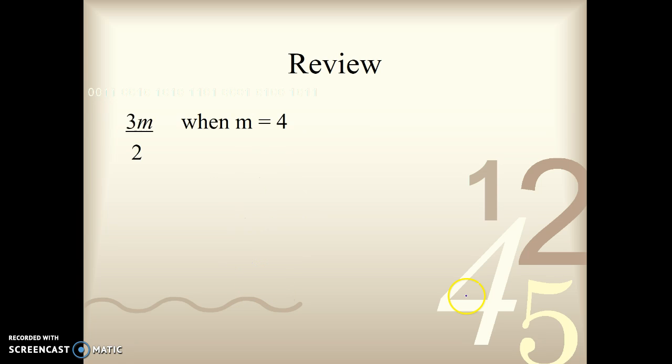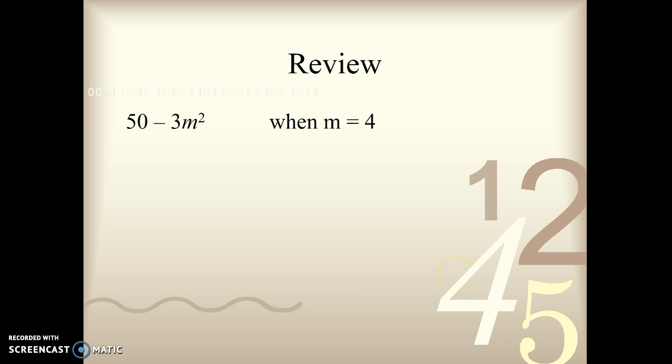44. All right, next you have 3 times m divided by 2. So let's start by rewriting the problem and then substituting in 4 for m. Now we have 3 times 4 divided by 2. We multiply 3 times 4, we get 12 divided by 2, and the answer is 6.